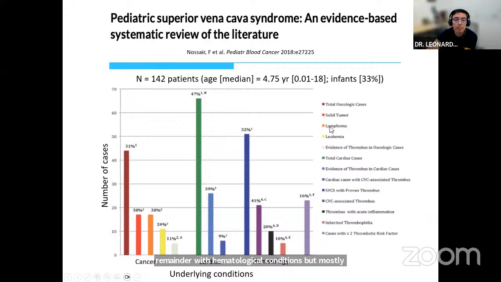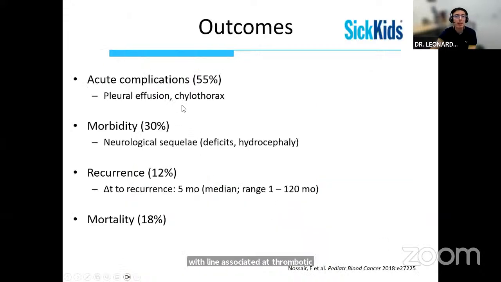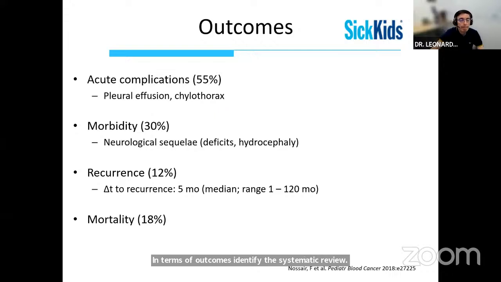Solid tumors, seconded by lymphomas and mediastinal masses, and by leukemia in the cancer subgroup, and with cardiac, mostly associated with line-associated thrombotic events. In terms of outcomes identified in the systematic review, there were outcomes within acute.